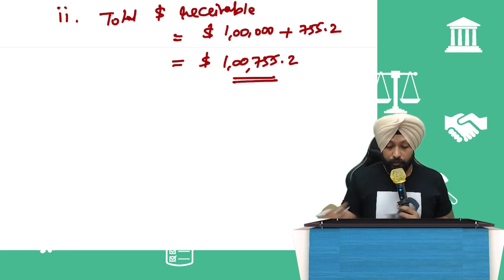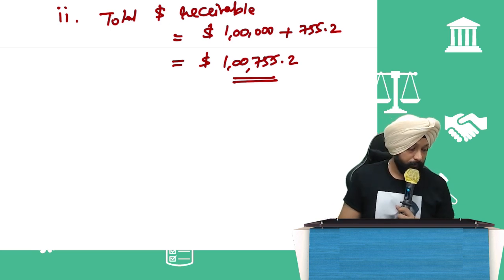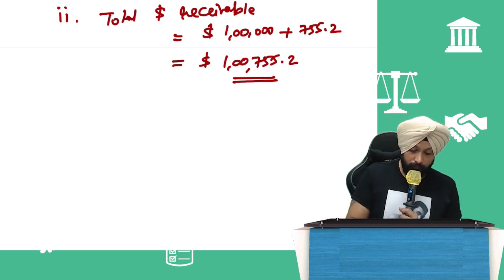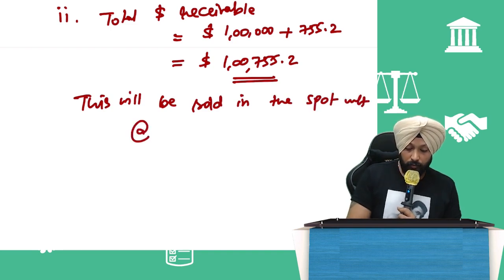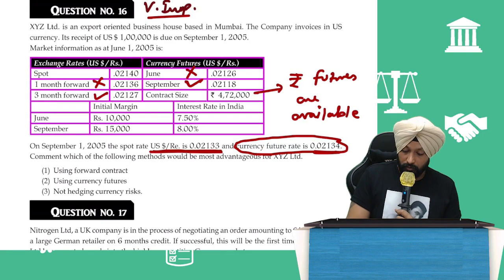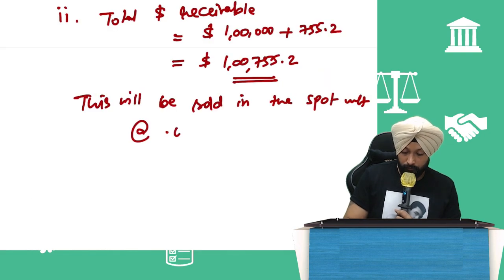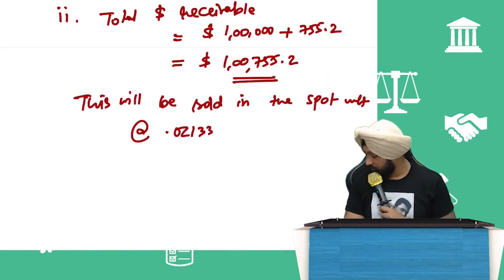Which is 1,00,755.2. This will be sold in the spot market at the rate of, what is the spot market rate given? 0.02133.